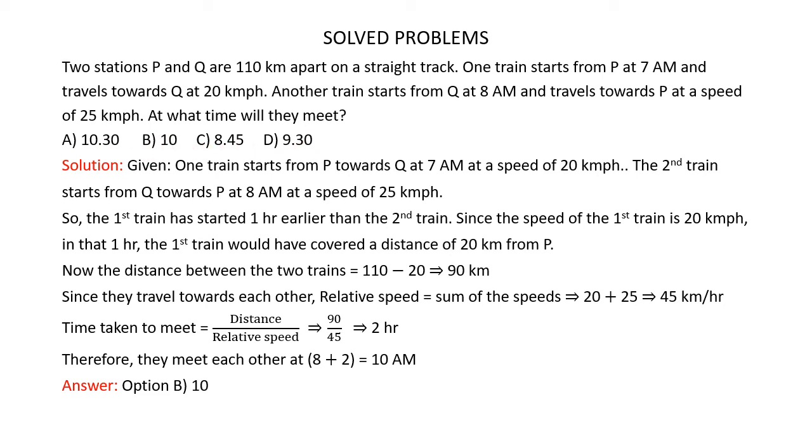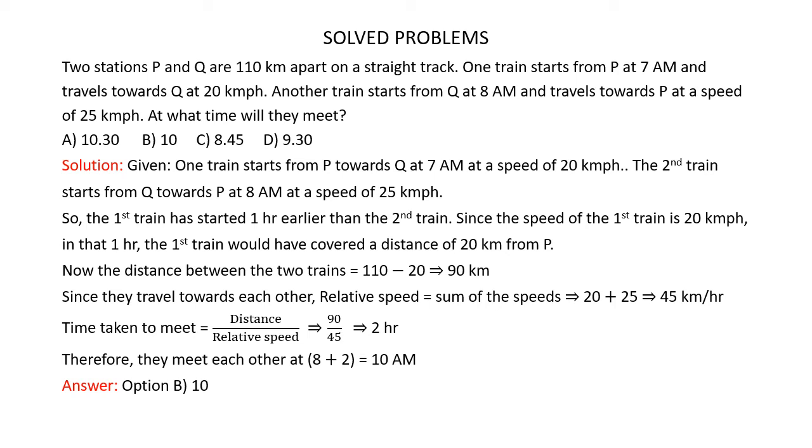Now it's given that one train starts from P towards Q at 7 a.m. at a speed of 20 kilometers per hour. The second train starts from Q towards P at 8 a.m. at a speed of 25 kilometers per hour. So the first train starts at 7 a.m. and the second train starts at 8 a.m. So the first train has started 1 hour earlier than the second train. Since the speed of the first train is 20 kilometers per hour, it means that in that 1 hour, the first train would have covered a distance of 20 kilometers from P.